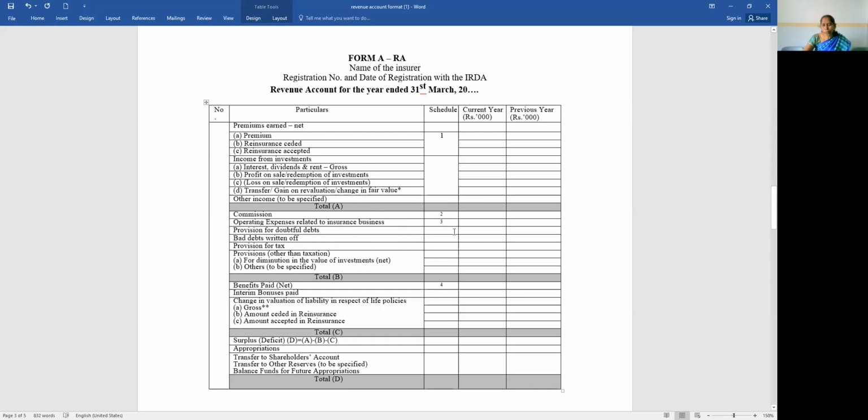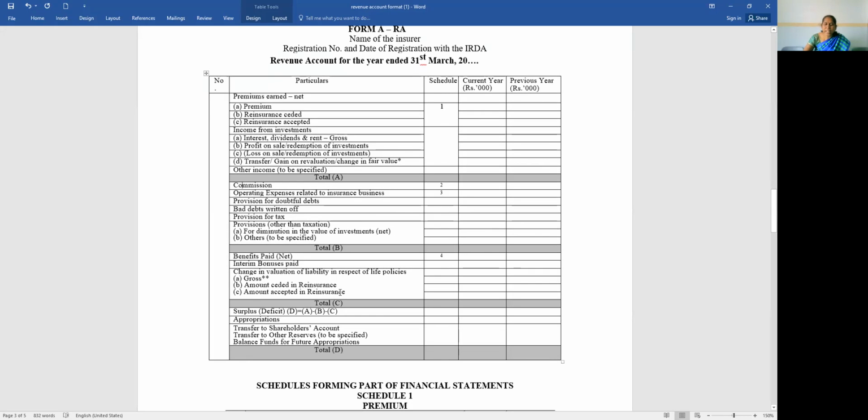So what you can do, you can open the schedule. Under the schedule, list out all the expenses. If there is any adjustment or outstanding, everything you can add, and the net amount you can write here. That is called operating expenses related to insurance business. After that, any provision, bad debts, provision for tax, any other provisions, all will be coming under the category of total B.